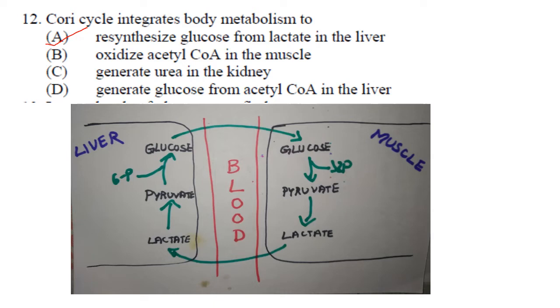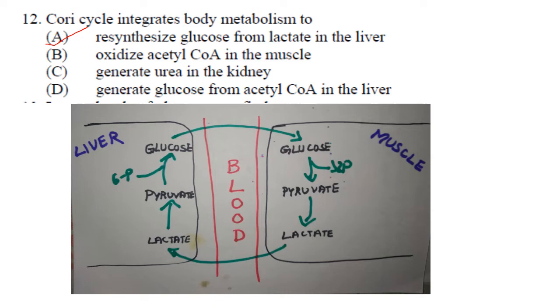Okay, this is liver, this is muscle, and this is the blood. So glucose synthesized in the liver is supplied to the contracting muscle. The glucose will be converted to lactate by the contracting muscle. The lactate from the muscle moves to the liver and helps in the synthesis of glucose. So this cycle is known as Cori cycle. What is given in option A, resynthesize glucose from lactate in the liver, is correct with regard to Cori cycle.